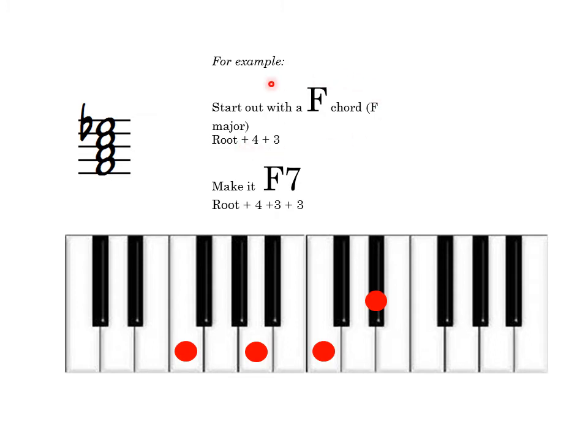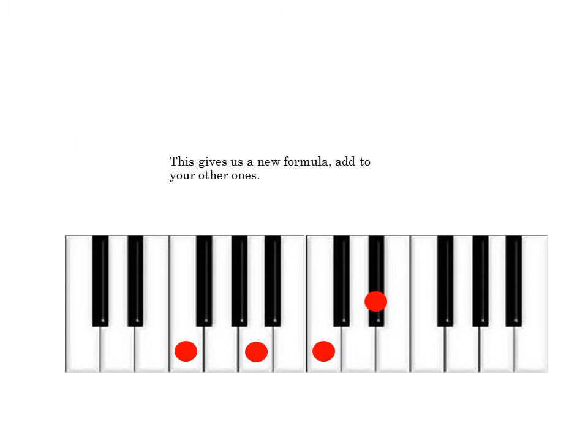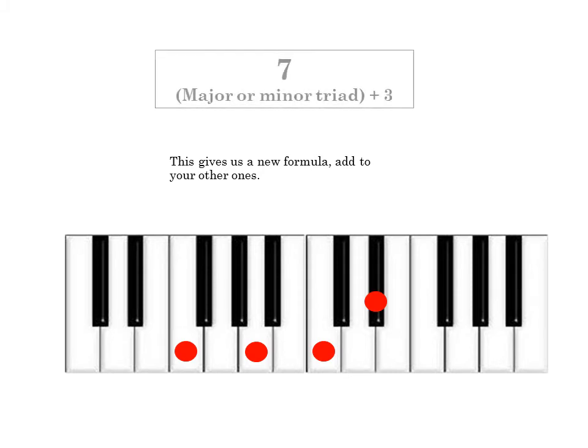We have a triad, a major chord, in this case an F major, and then we made it F7, which means that we add another note, a 4th note, 3 steps away from the last one we had before. This gives us a new formula that we can add to the existing ones. A formula for creating 7th chords, and in this case the dominant 7. The ones are just written with a 7.